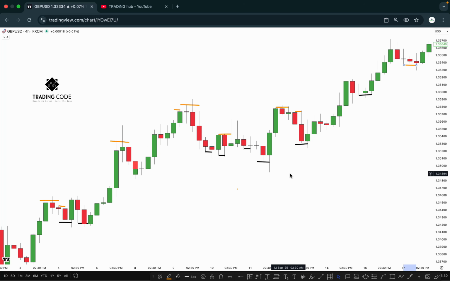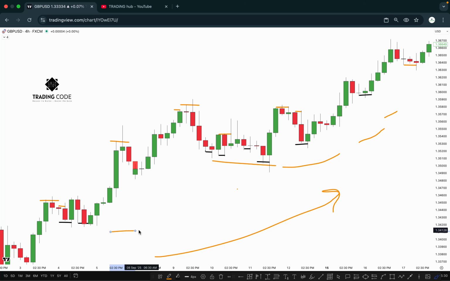Then you can get a reversal entry if the market continues to follow the trend. So you can get a high probability entry for the buy, like market momentum is bullish here. So you can get this type of reversal entry.